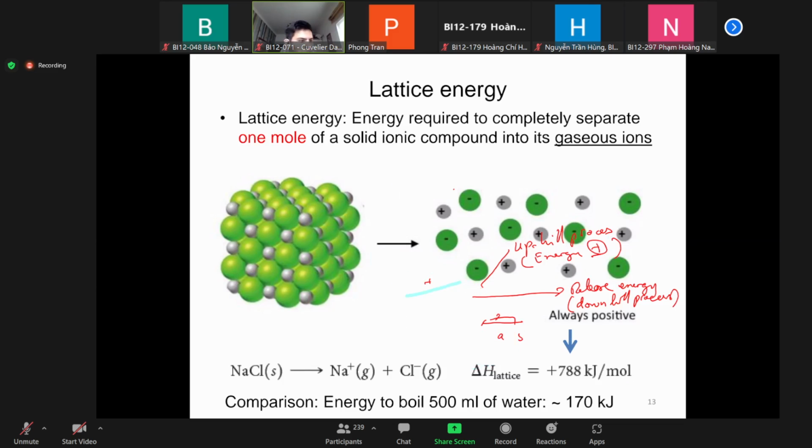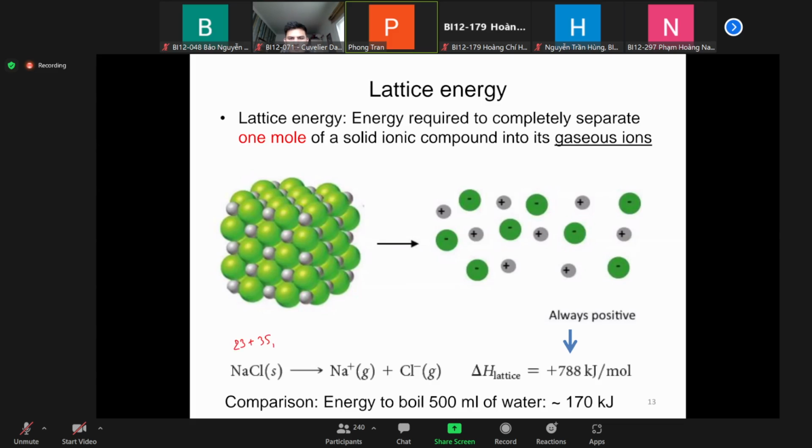And how can you compare? How can you imagine what could be the order of magnitude of this lattice energy? Imagine that you have 1 mole of sodium chloride, so it's 23 plus 35.5 equals 58.5 grams per mole, right? If you want to break 60 grams of sodium chloride, you need to put in this amount of energy, right? Almost 800 kilojoules.